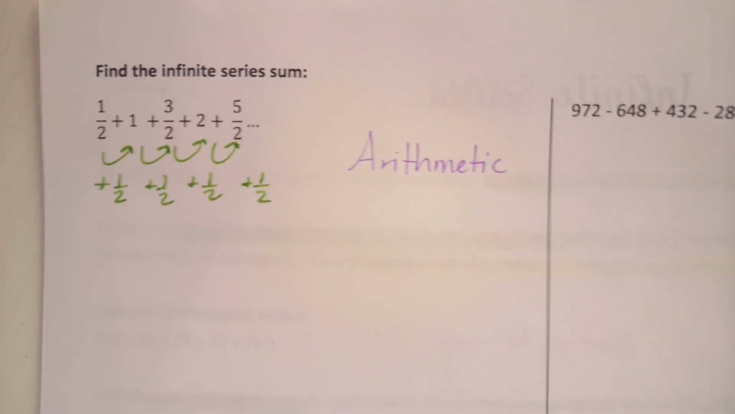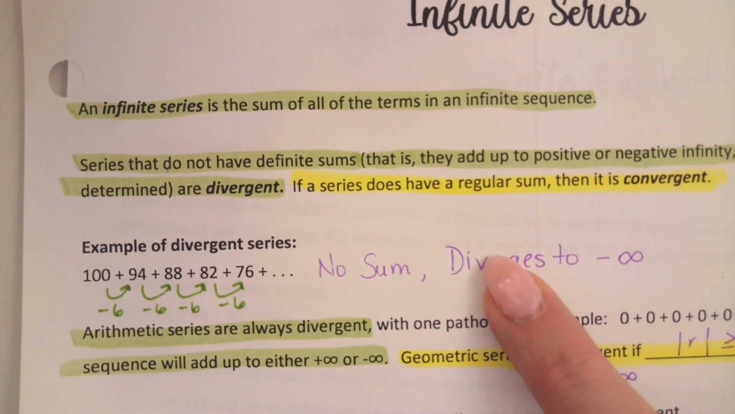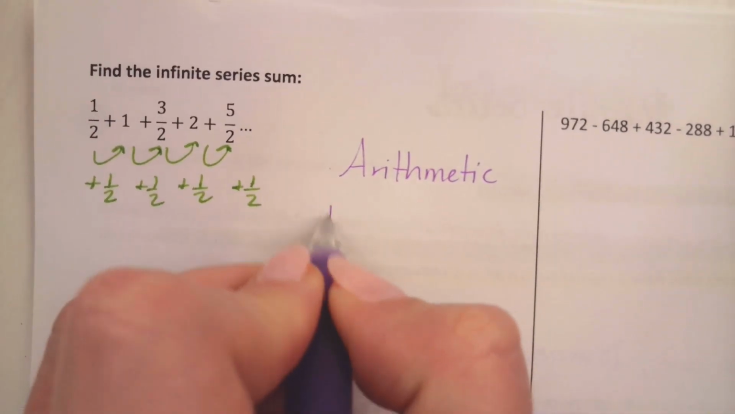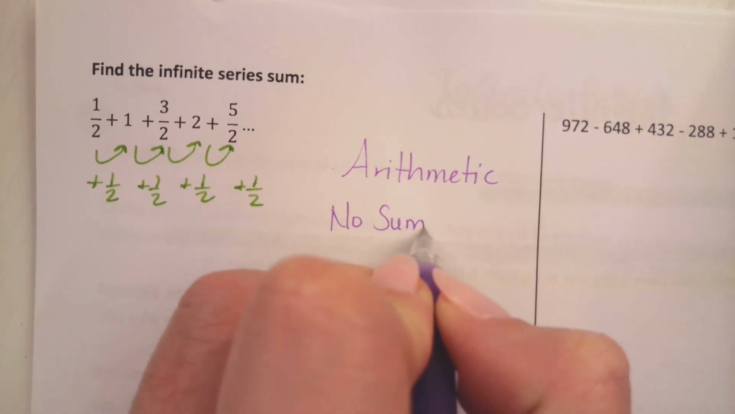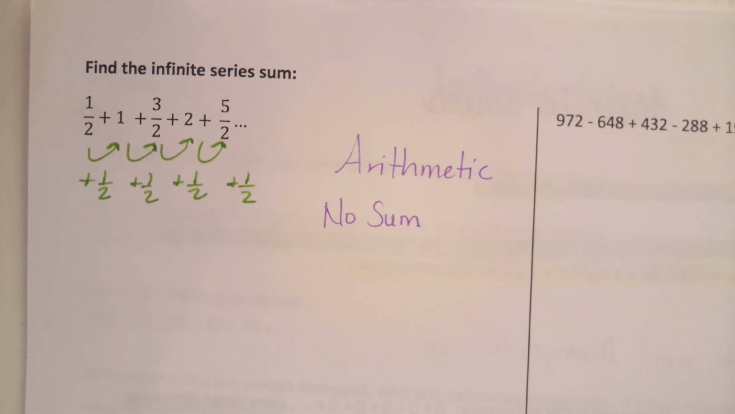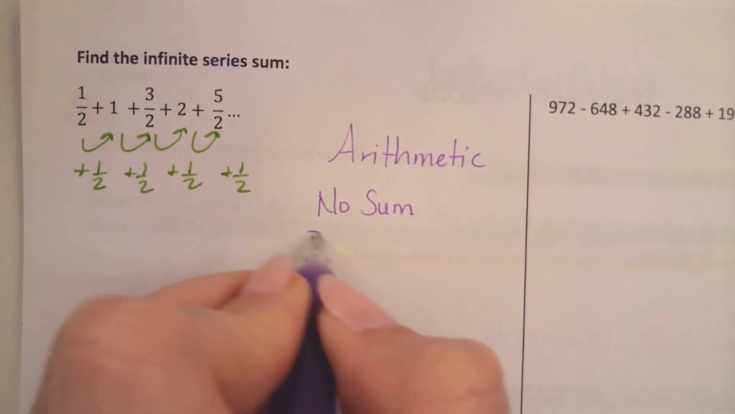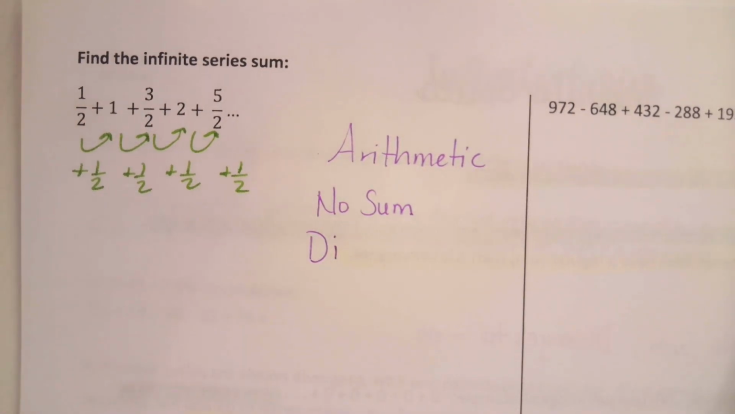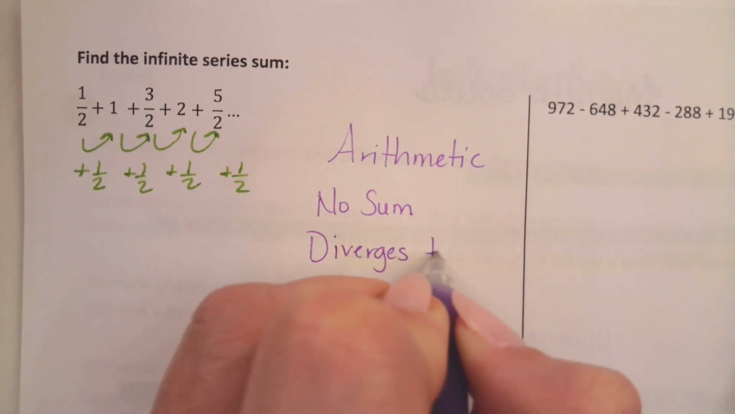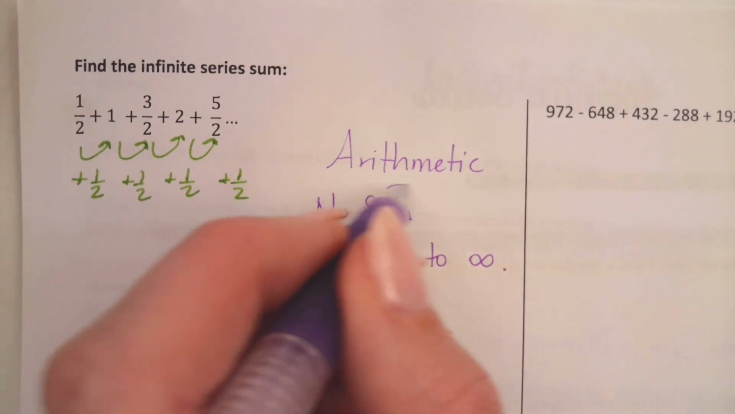What do we get to write for arithmetic? No sum. Well, you could also say what it diverges to, whether it diverges to positive infinity or negative infinity. No sum. Would this one, if we're continuing to go up, diverge to positive infinity or negative infinity? Positive, yeah. Because it would just keep going up forever, and you'd add larger and larger numbers. Diverges to positive infinity. The minimum of what you should be writing, though, is that there's no sum.